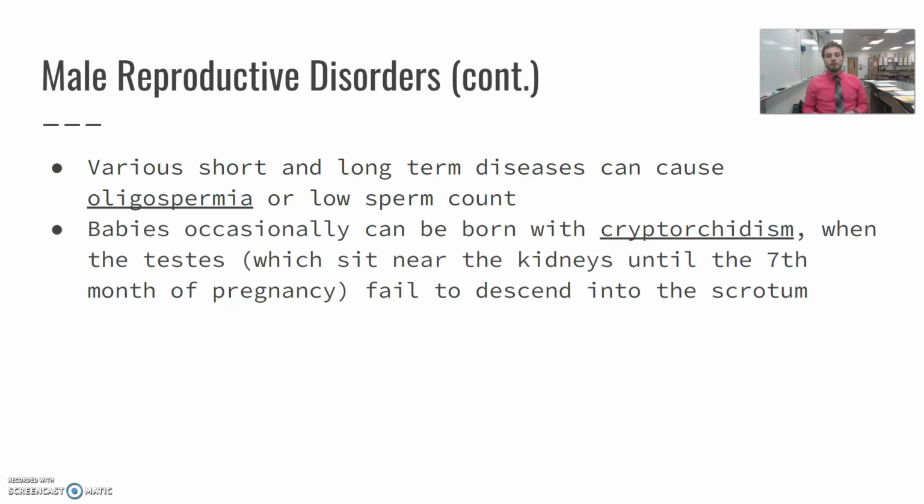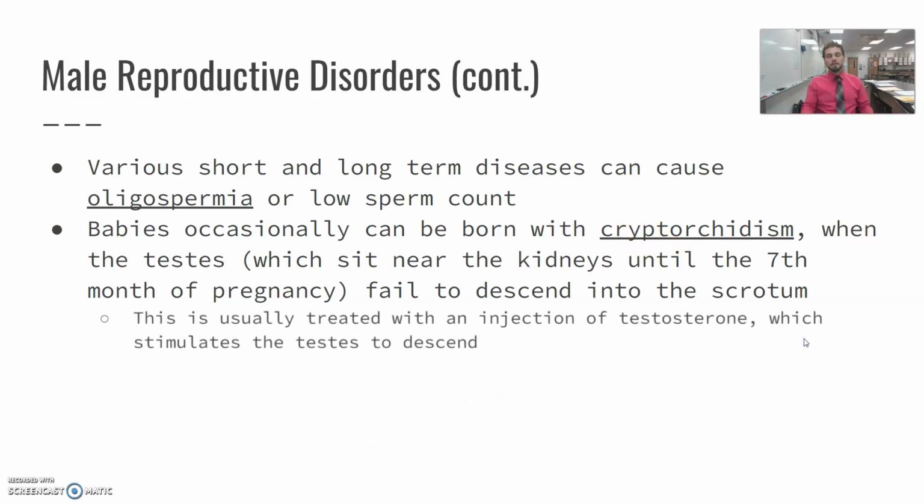Another disorder, cryptorchidism, is when the testes, which typically are near the kidneys until about month 7, fail to descend into the scrotum. This is while the male is in utero. During the 7th month, those testes are supposed to descend, puncture through that abdominal wall, and find themselves in the scrotum. If that doesn't happen, it is called cryptorchidism, although it's fairly easy to treat with an injection of testosterone.